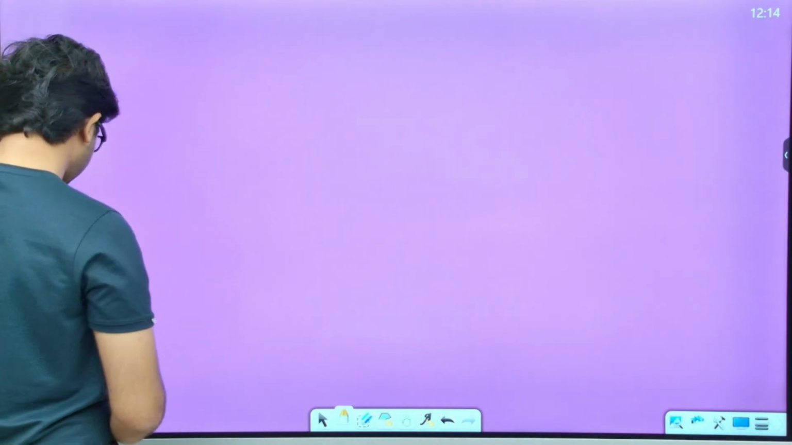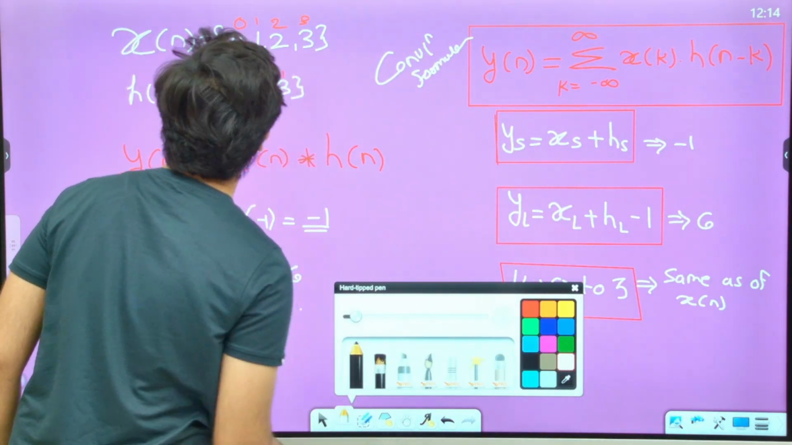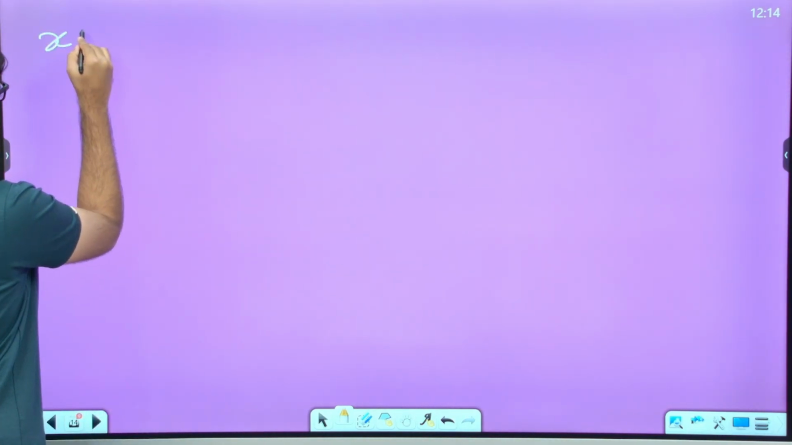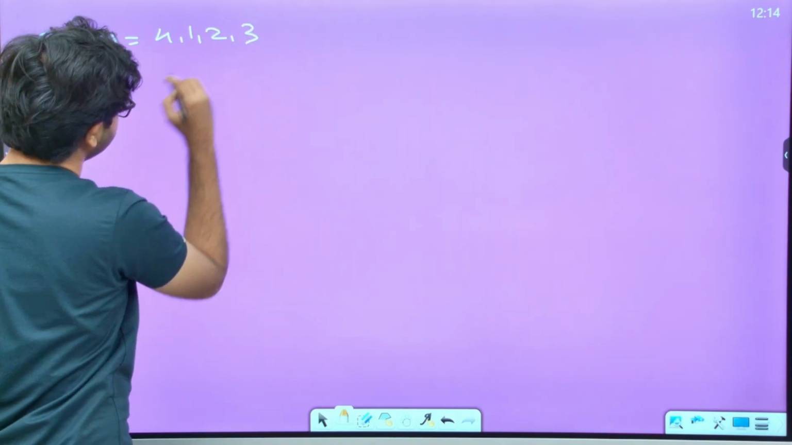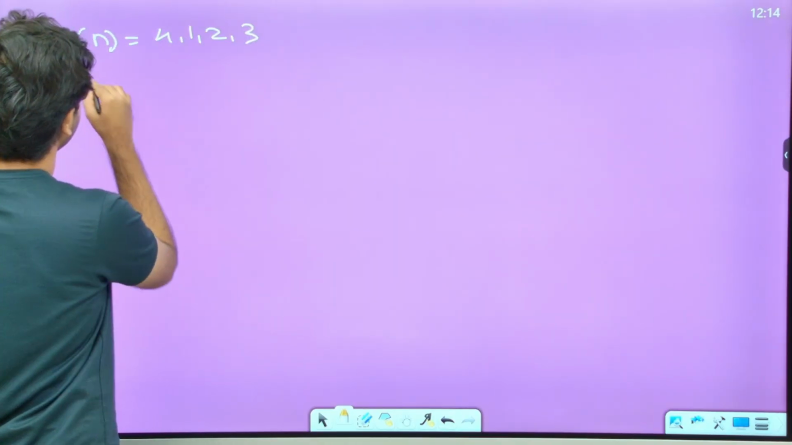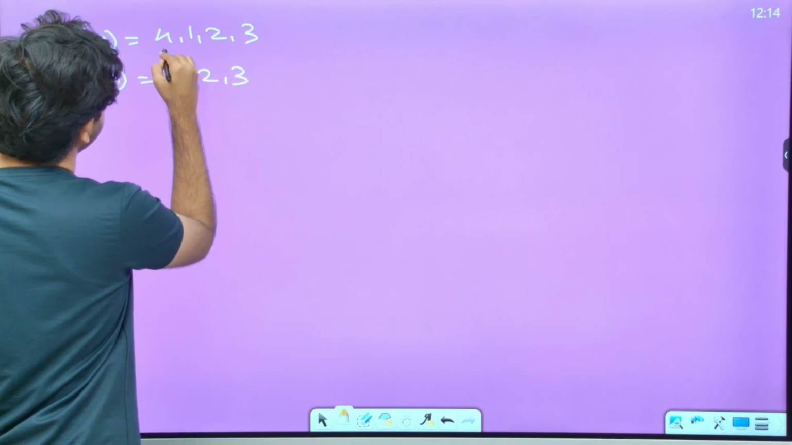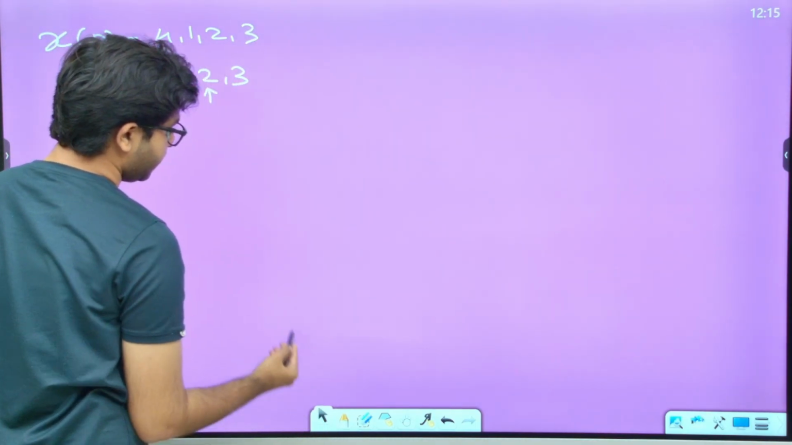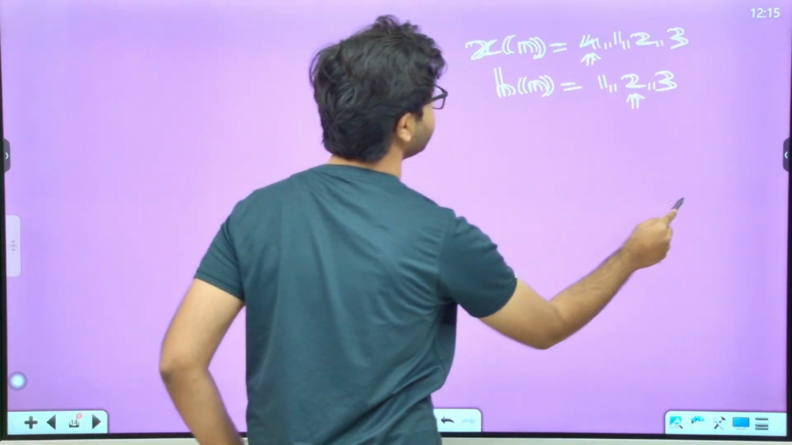Okay, so let's see. We will write the example one more time. x of n is equal to 4, 1, 2, 3, and h of n is equal to 1, 2, 3. This sequence is starting from here. Now we'll directly start from the mathematical calculation.